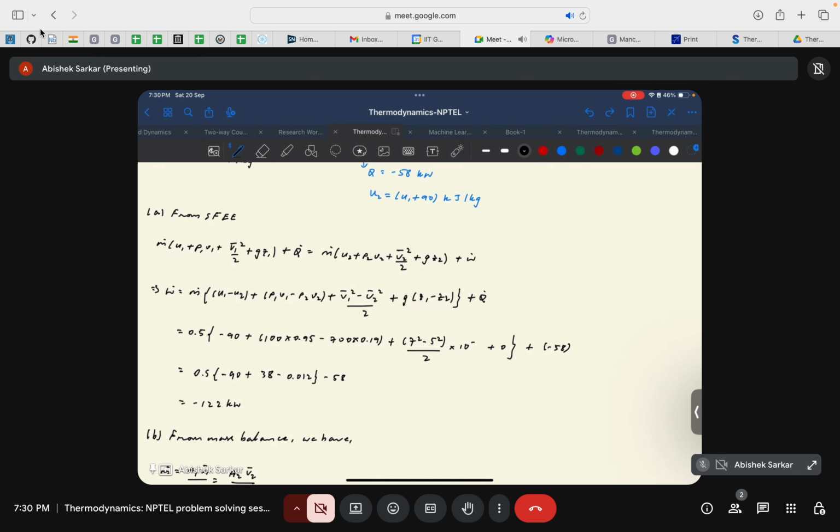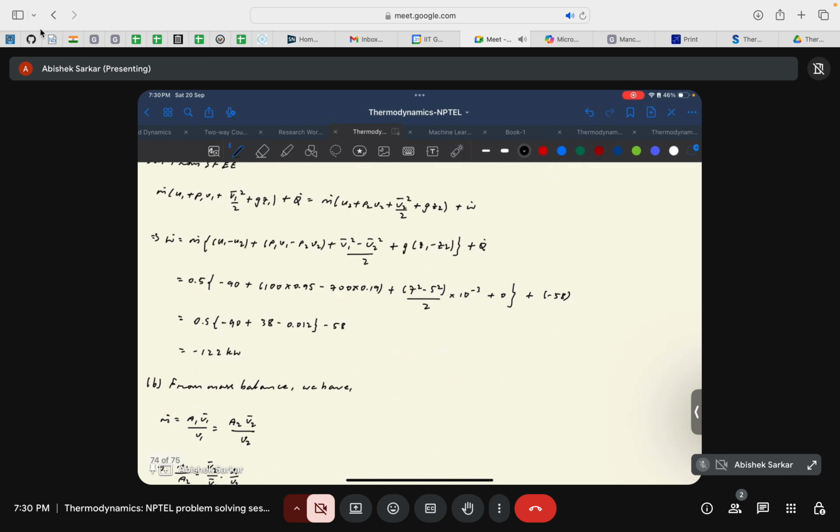Since heat is being rejected from the system, the heat interaction is minus 58. If you calculate this, you will get W dot as minus 122 kilowatt, which implies that 122 kilowatt of work input has to be done on the air compressor to sustain this flow process.